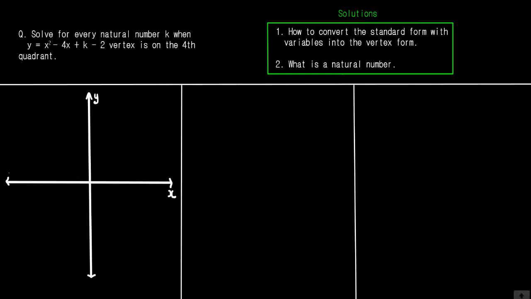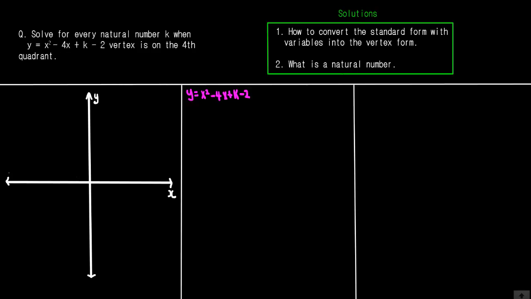For every natural number k, when y is equal to x squared minus 4x plus k minus 2, the vertex is in the first quadrant. This is going to be the second way to approach or solve this question. At first, let's write our function down, which is y is equal to x squared minus 4x plus k minus 2.